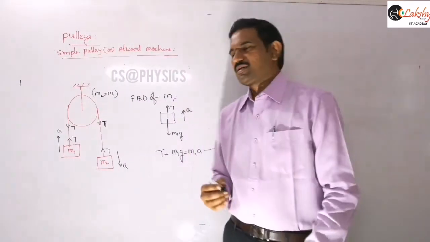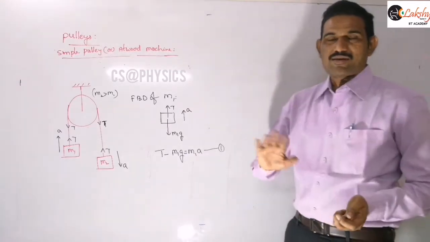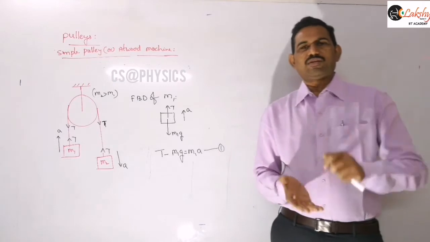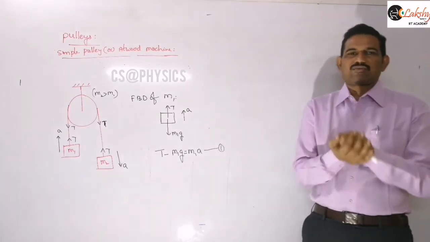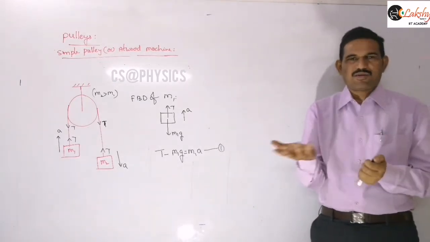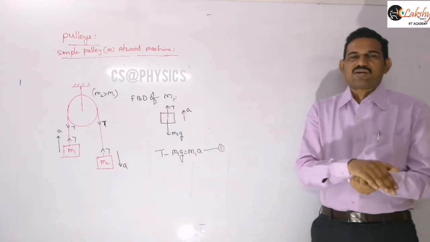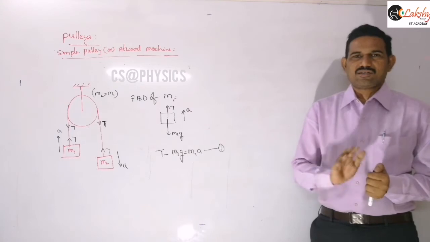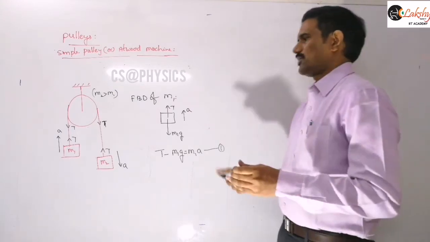Next, there are no normal reactions here, which you should remember. A normal reaction will be there only when the blocks are in contact with a surface, like an inclined plane or the floor. If the objects are connected by a string like this, there is no need to take any normal reactions.